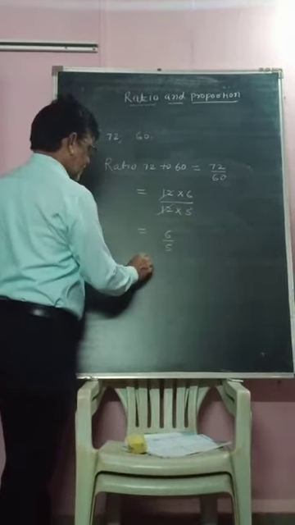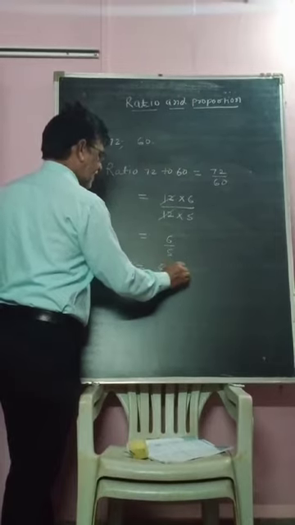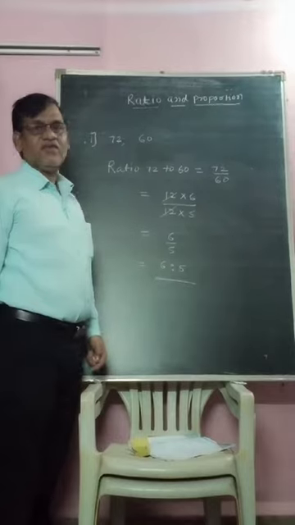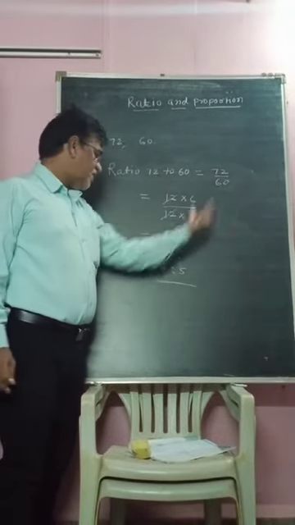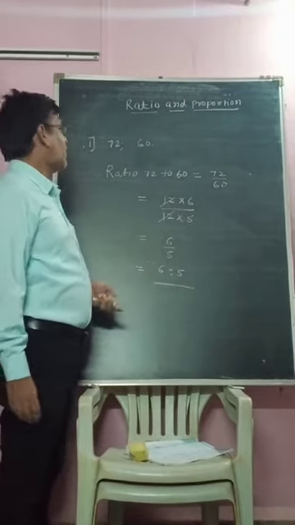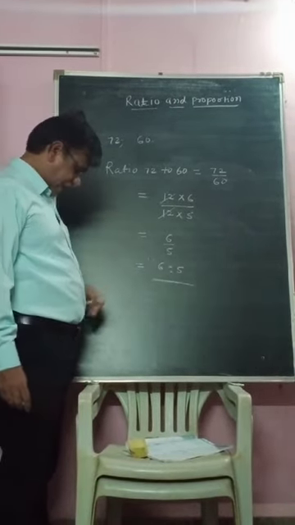Okay, it means it is 6 is to 5. This is the reduced form of the given ratio. This is the ratio and this is the reduced form of the given ratio. In this way you can find out the ratio of given numbers, first quantity to second quantity.